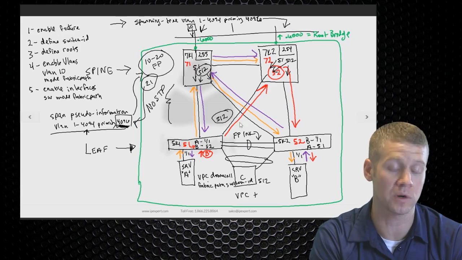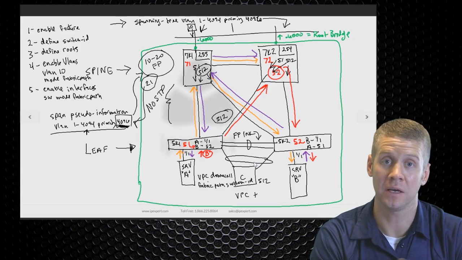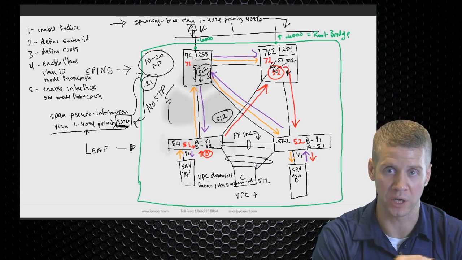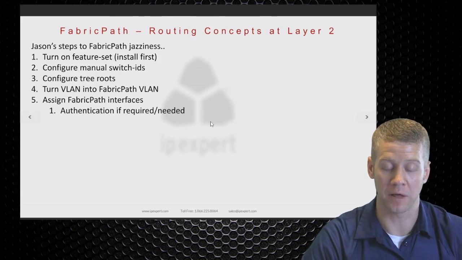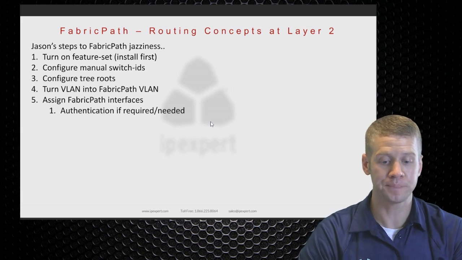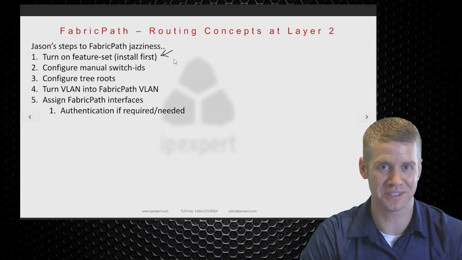We're really just going to convert the peer link over to FabricPath, and we're going to set up the VPC Plus FabricPath switch ID under the VPC domain. Okay, we've talked about a lot of FabricPath. I've already kind of alluded to my steps, but I want to do a demo. These are my steps to FabricPath jazziness, as I say.